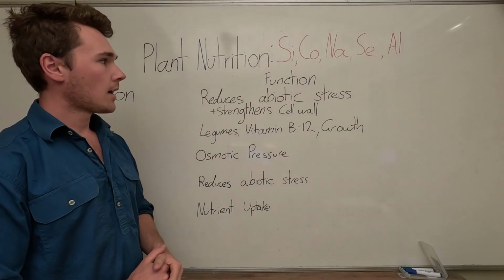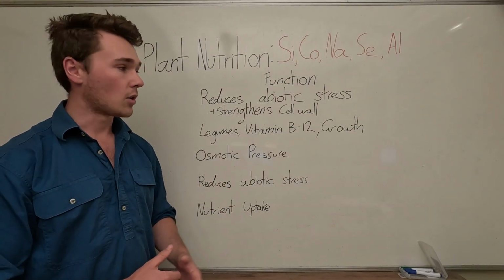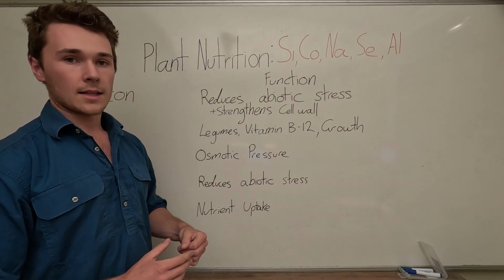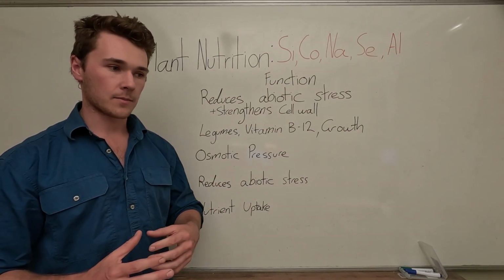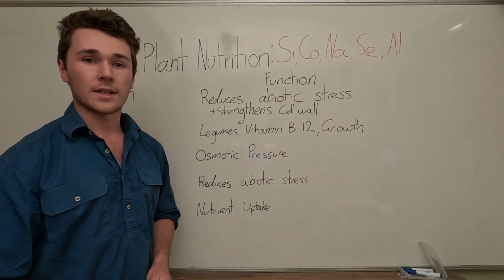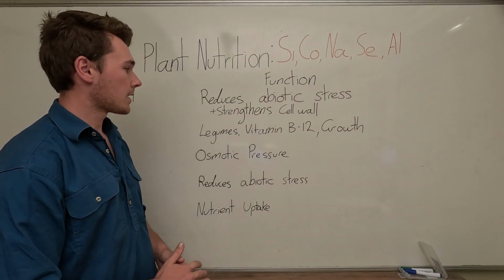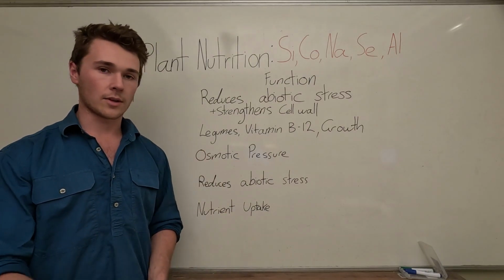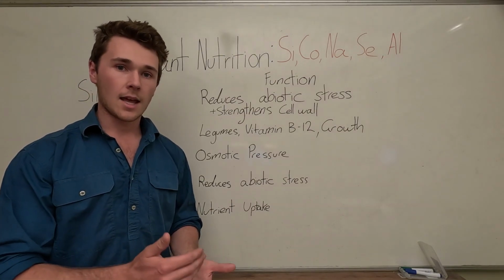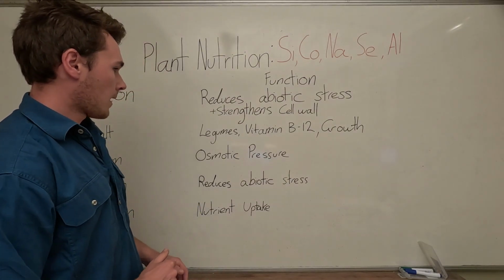Another really important thing about silicon is that it increases the strength of our cell walls. This can help reduce pathogens from breaking through the cell wall, which is really important, for example fungus infections on our plants. There's a lot of research that shows that when you apply silicon, it can actually reduce the amount of disease on our plants.